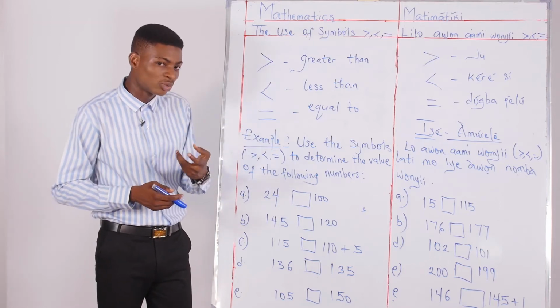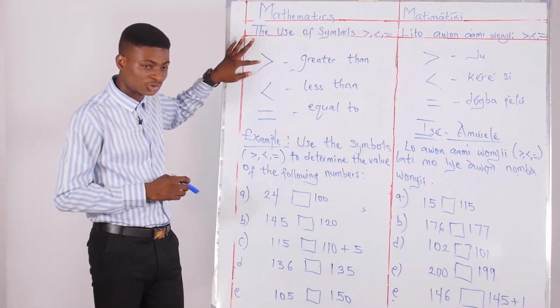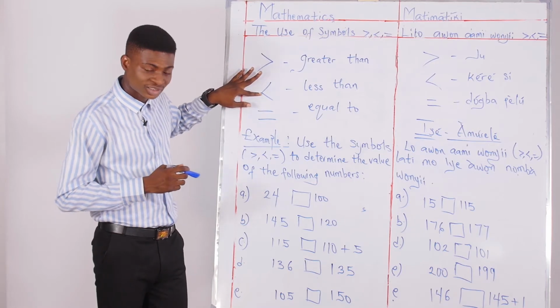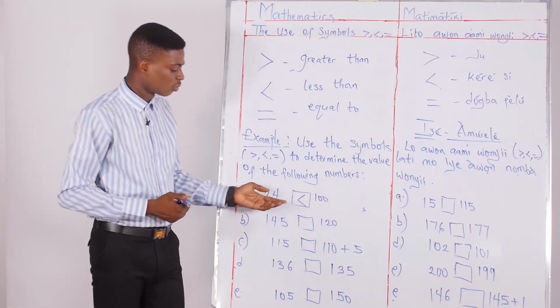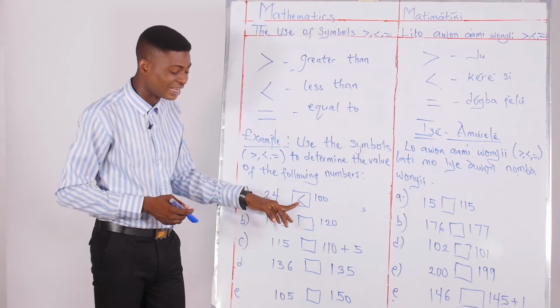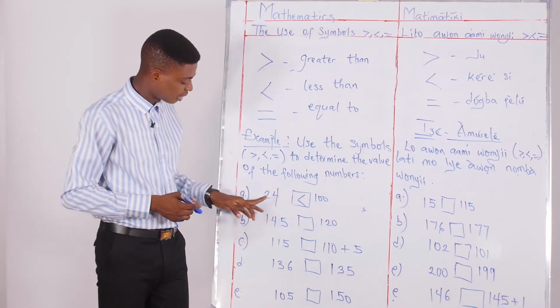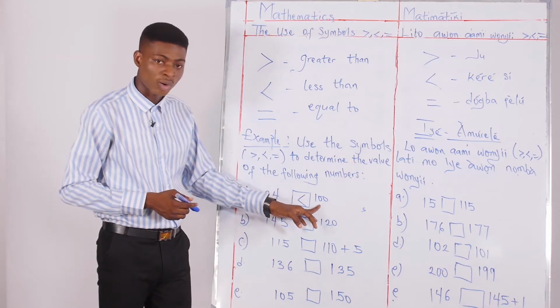That is, which symbol represents less than? This one? No. This one? Yes. So, you put a symbol. What does this mean? It means 24 is less than 100. 24 is less than 100.